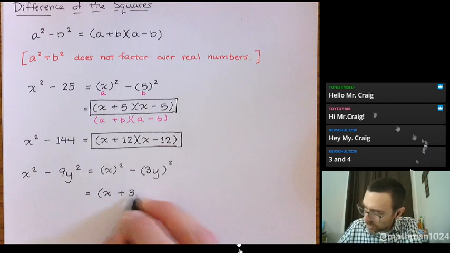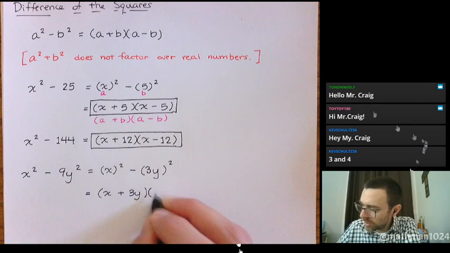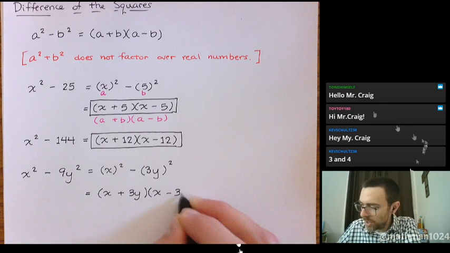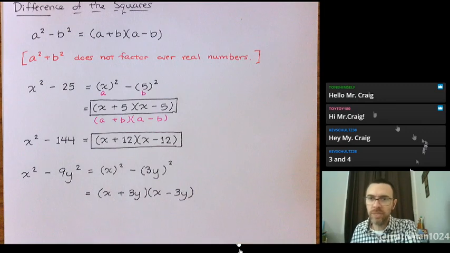So x plus 3y and then x minus 3y. Like, and we're done.